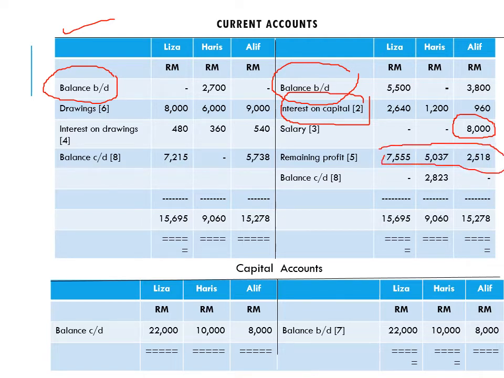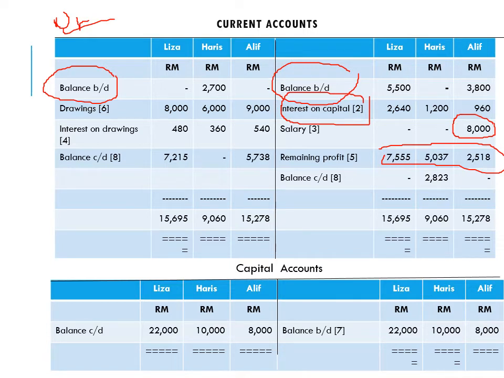On the debit side, you have drawings. Each partner made drawings of 8,000, 6,000, and 9,000 respectively. Drawings reduce their current account balances. Therefore, it's on the debit side. And then you have interest on drawings, where the partnership charges interest on their drawings. It is an income to the partnership, but an expense to the partners. Therefore, in the partners' current accounts, it will be on the debit side because it reduces their current account balances.